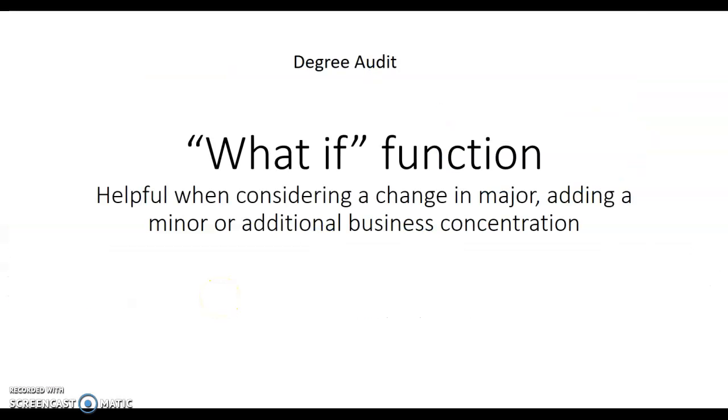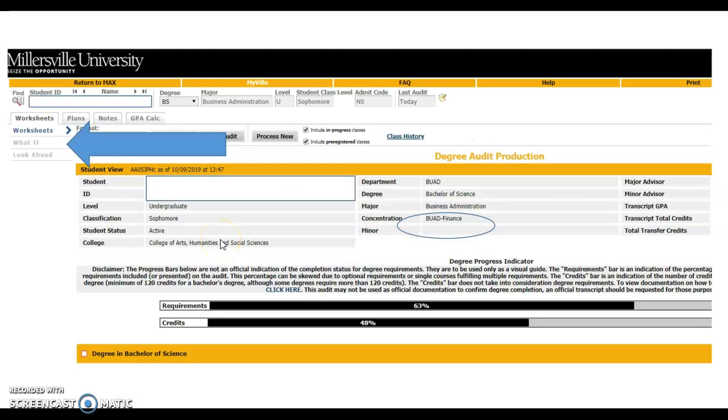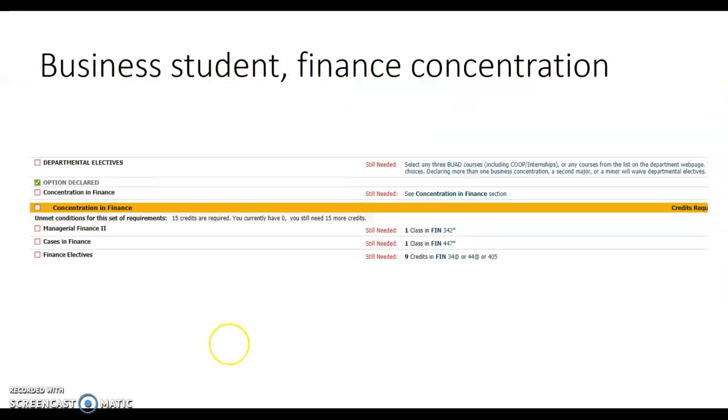The second function I want to bring your attention to is the what if function, and I think this is especially helpful when you're considering changing your major, maybe adding a minor or an additional business concentration. So here we're going to use the same student, business major, a finance concentration, and here on the top left we're going to use the what if function.